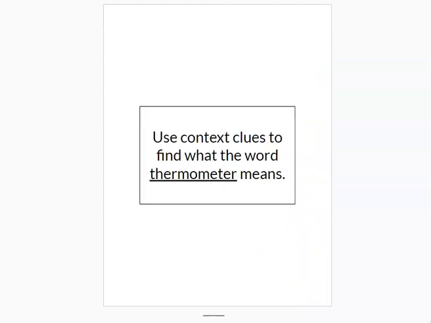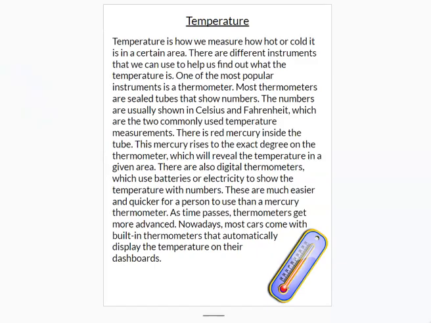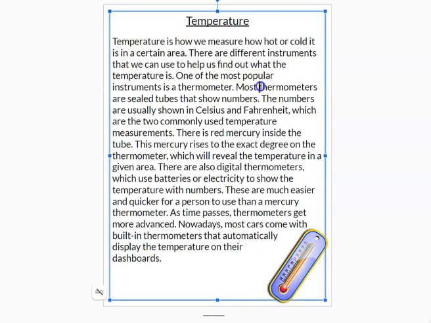All right, let's look at some of the words from the passage and use context clues to find out the meaning. The first one: use context clues to find what the word thermometer means. So I'm going to find the first time the word thermometer is used in the passage. Most thermometers are sealed tubes that show numbers. Well, I've seen sealed tubes before, but I'm not quite sure that gives me enough information to know exactly what a thermometer is. Let's keep reading the next sentence.